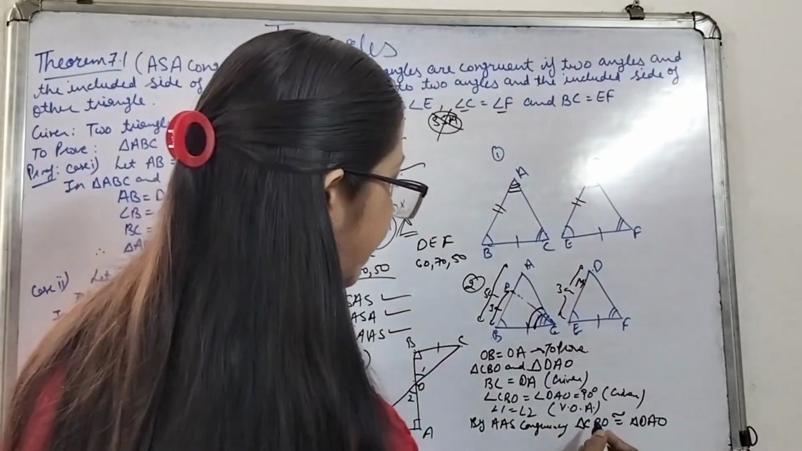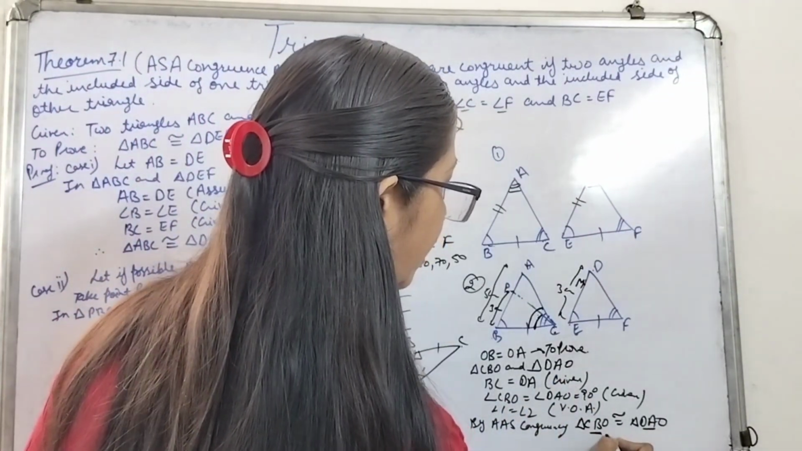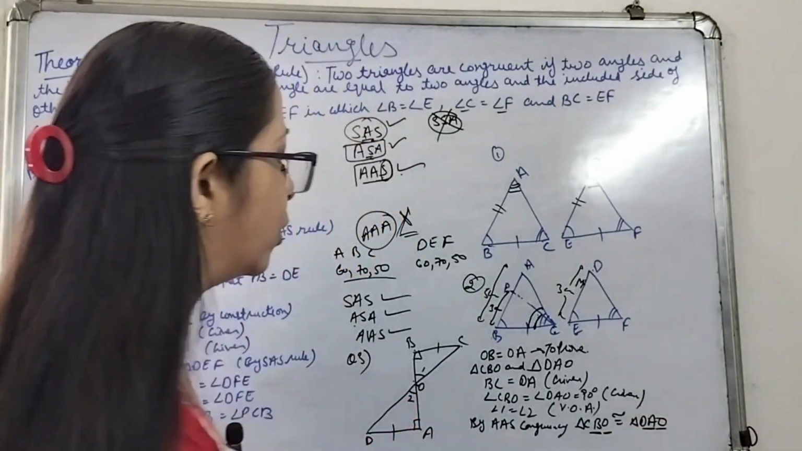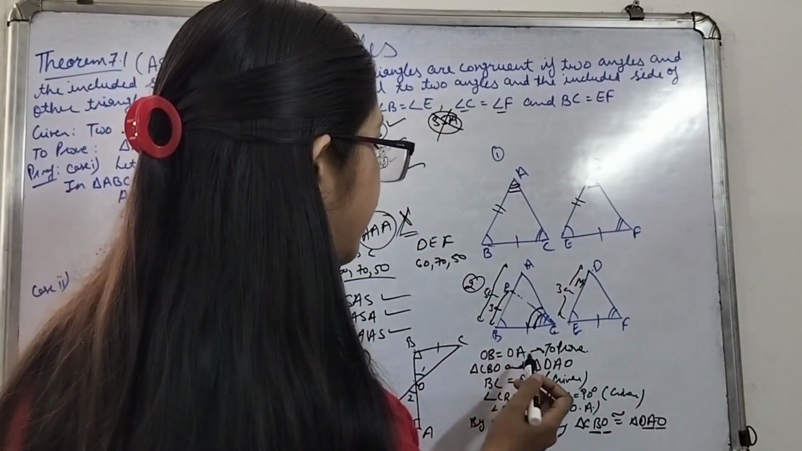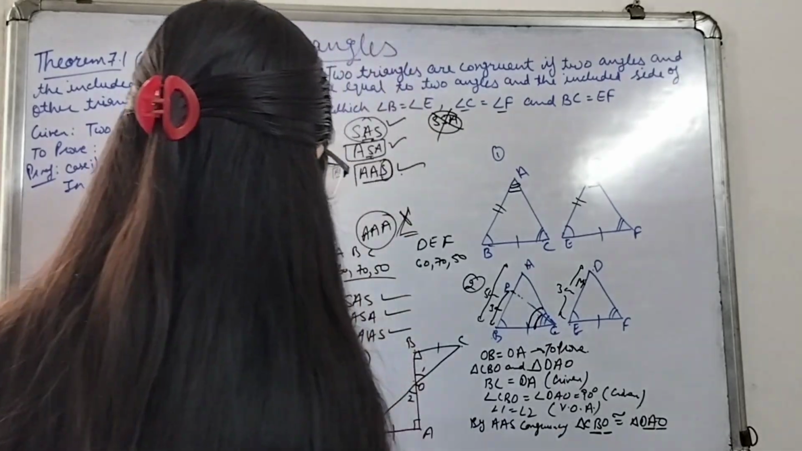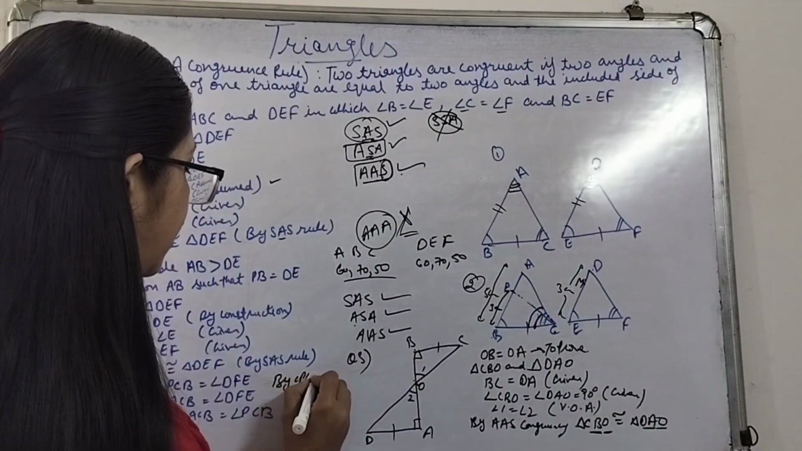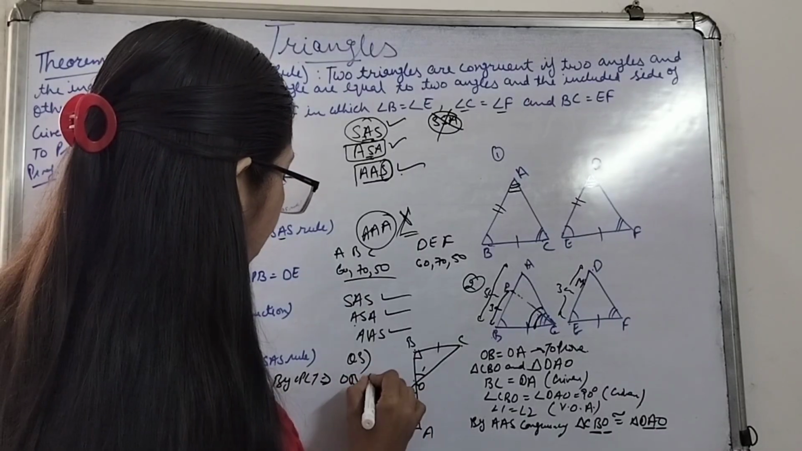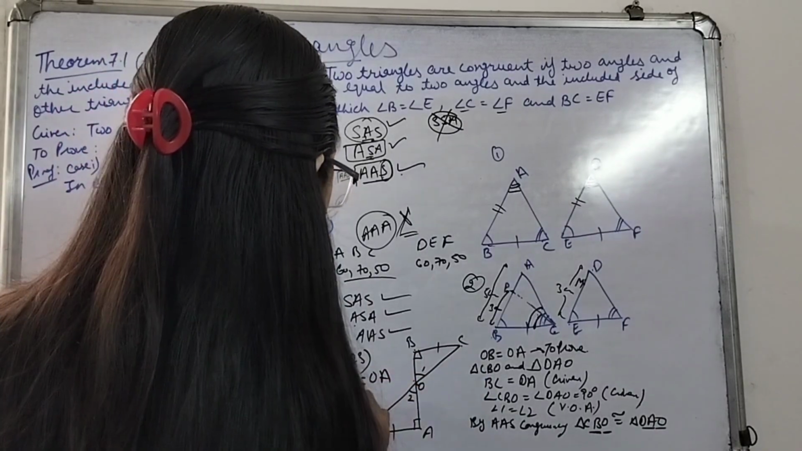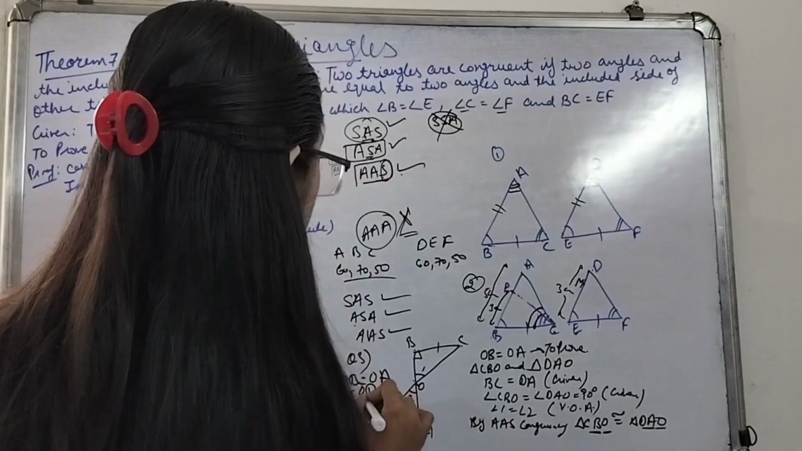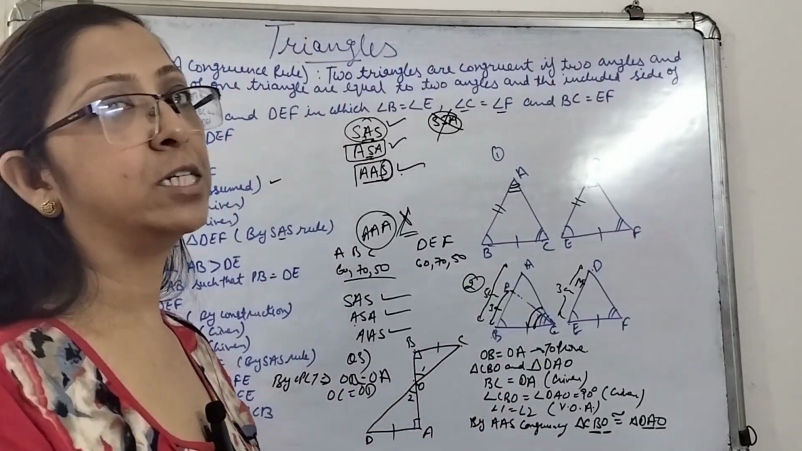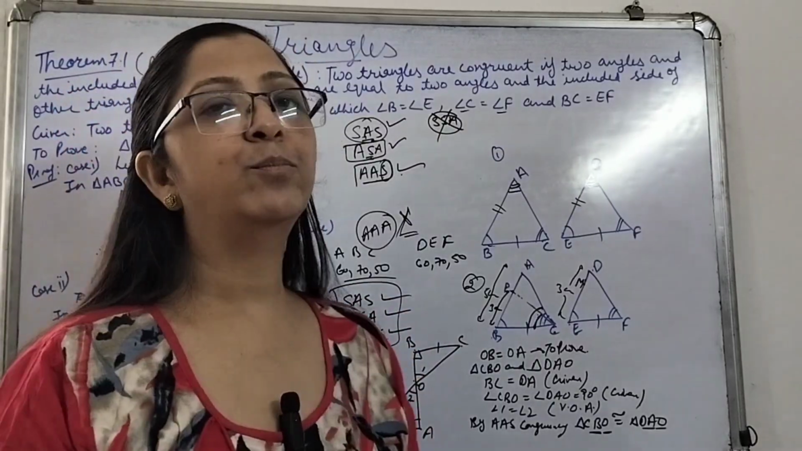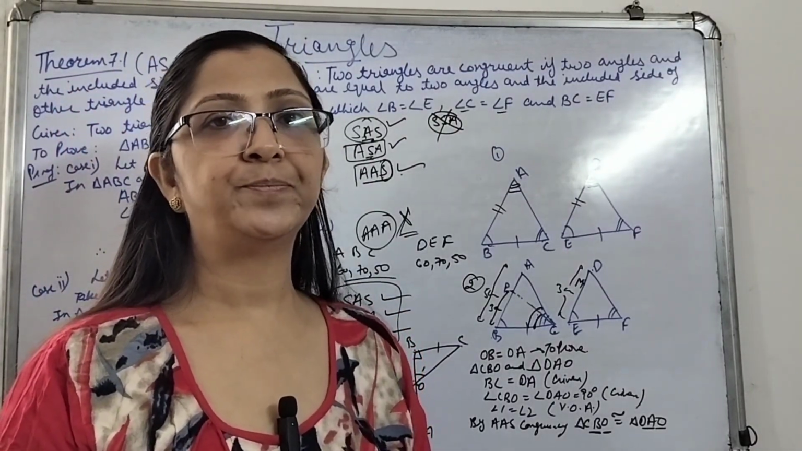Now the corresponding sides: CB corresponds to DA, BO corresponds to AO and OC corresponds to DO. And what we were to prove is OB is equivalent to OA. So by CPCT, we can conclude that OB will be equivalent to OA and OC will be equivalent to OD. The remaining corresponding parts will also be equal. So this is how, by any of the congruency rules, we can prove triangles to be congruent.